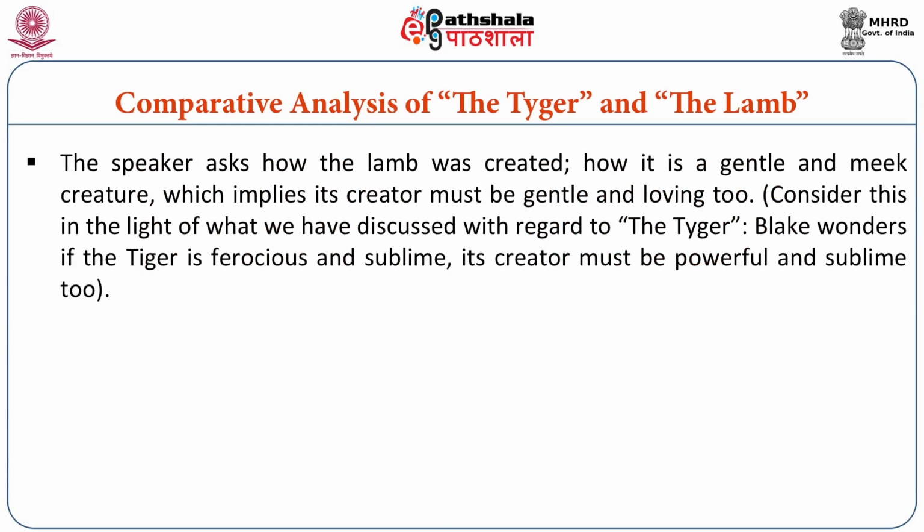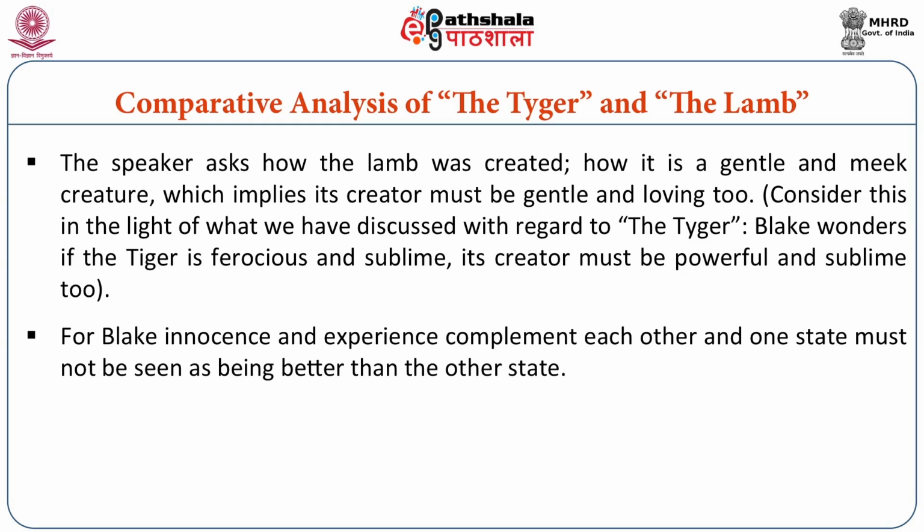The speaker asks how the lamb was created, how it is a gentle and meek creature, which implies that its creator must also be gentle and loving too, unlike the tiger, where the fearful symmetry implies a fearful creator. Consider this in the light of what we have discussed with regard to the tiger. Blake wonders that if the tiger is ferocious and sublime, its creator must be powerful and sublime too.